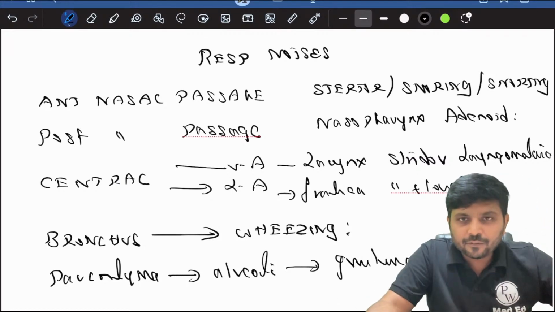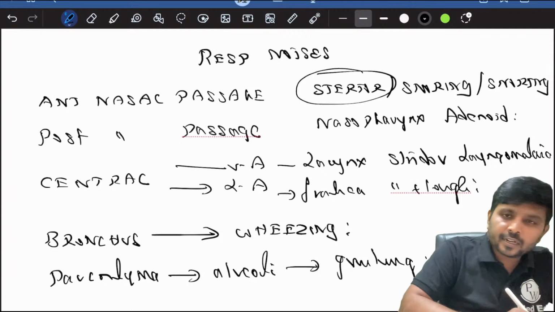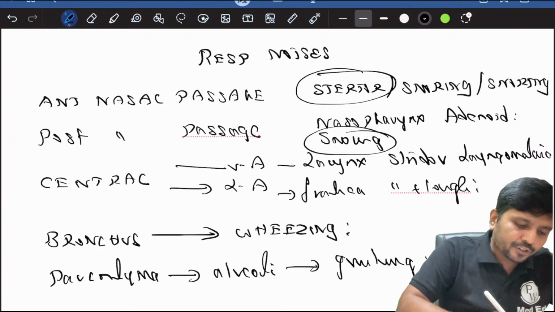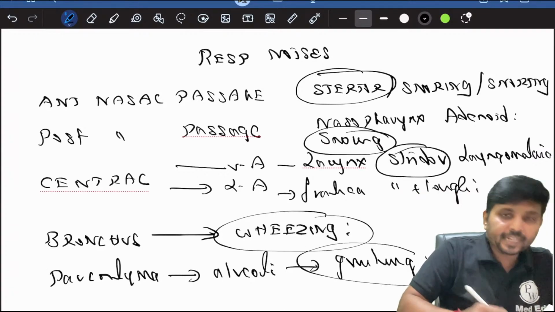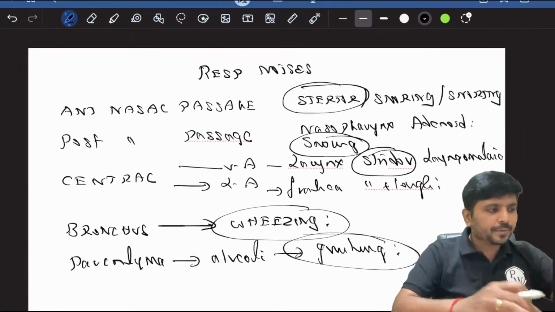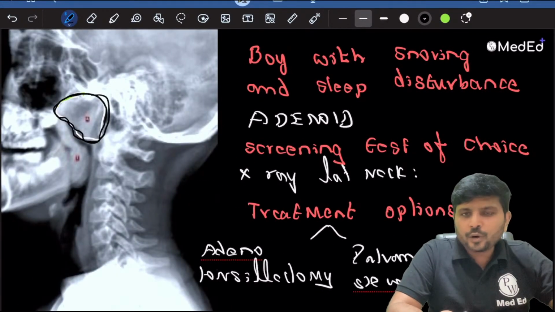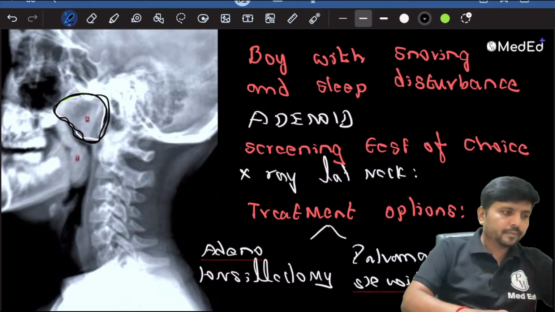So, what are all the 5 sounds? Stutter, snoring, stridor, wheeze, grunting. These are all the 5 respiratory noises. This case was due to adenoid and it is snoring.